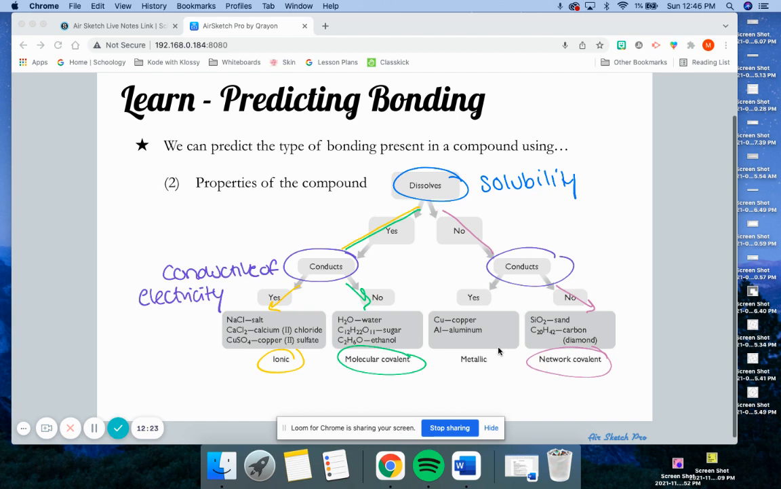And if it does not dissolve but it does conduct, then I'm likely looking at metallic bonding. So we can use this flow chart to help us predict what type of bonding is relevant as well. We could also work backwards from this flow chart. So if I know that I have a molecular covalent compound, I could work backwards and say it's probably not going to be conductive and it is going to be soluble in water.